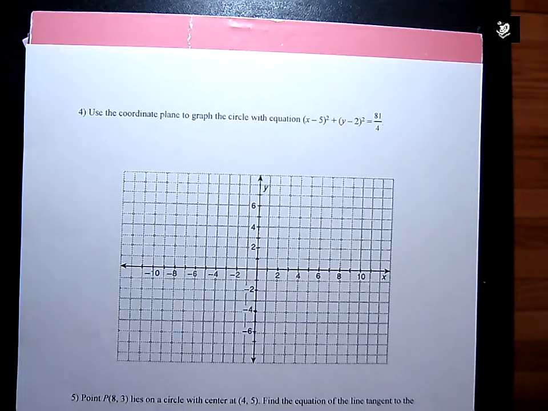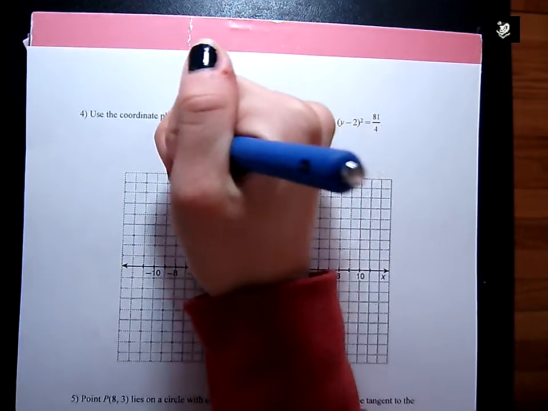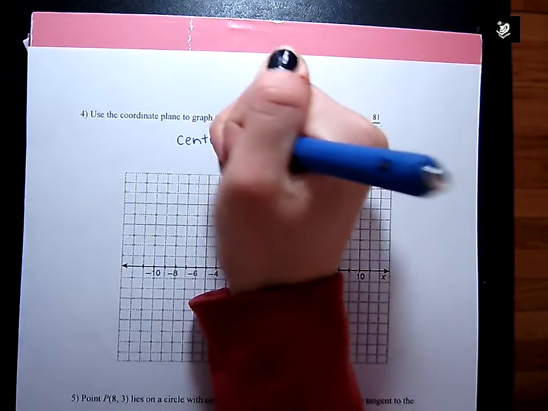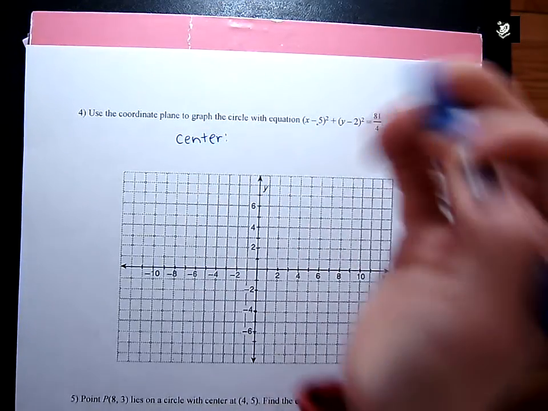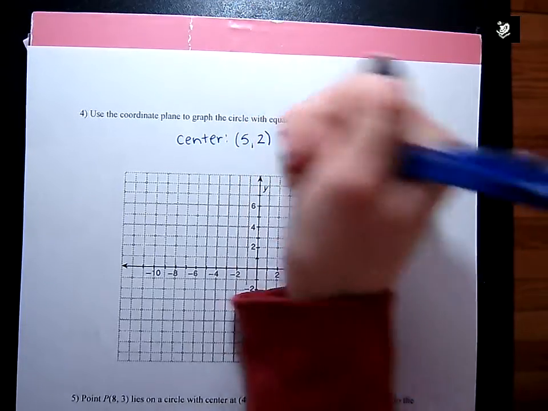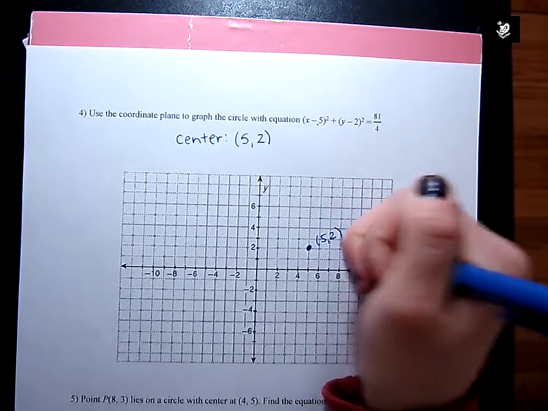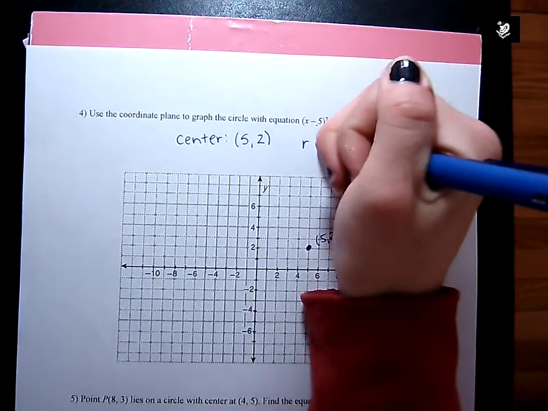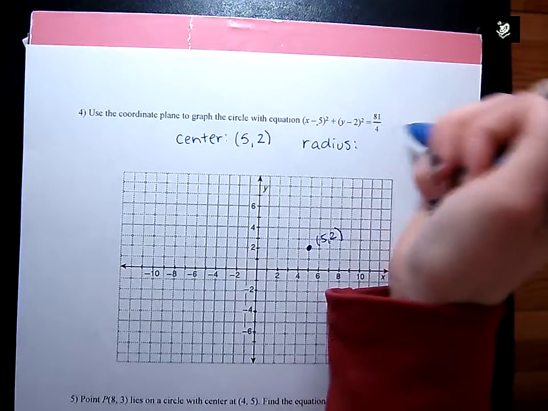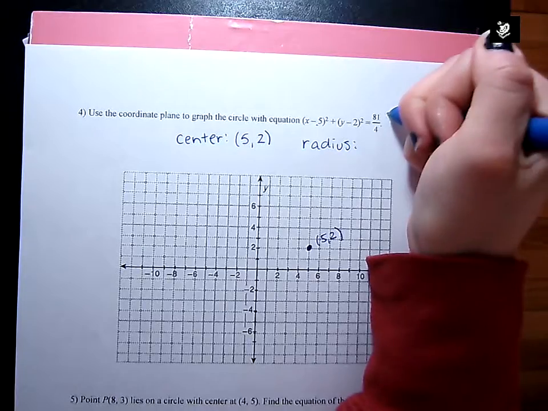For number 4, I'm going to demonstrate for you because you obviously can't graph through an Edpuzzle. We're going to use a coordinate plane to graph this circle with the equation (x - 5) squared plus (y - 2) squared equals 81/4. The only two pieces of information I need in order to graph a circle are the center and the radius. Using the formula, I can see that the center is (5, 2). That's the first thing I'm going to graph. The radius is equal to the square root of 81/4, because this is r squared.